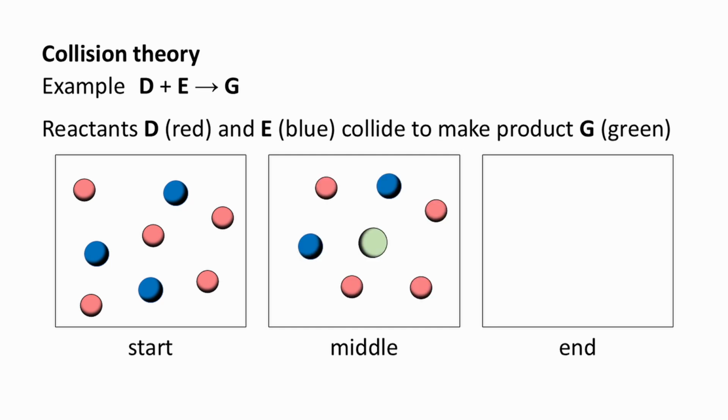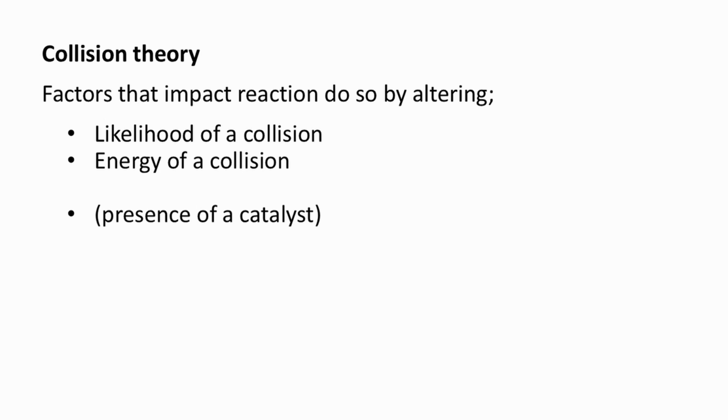As the reaction proceeds, reactant particles collide, and if the collision is successful, a product particle is formed. In the diagram, we can see that a red and a blue particle have reacted and a green product particle of G has formed. The reaction continues until one of the reactants is used up, reactant E in this case. At the end of the reaction, no more of the product can form. The factors that impact reaction rate do so by altering either the likelihood of a collision or the energy of a collision, or both. We will deal with the presence of a catalyst separately.